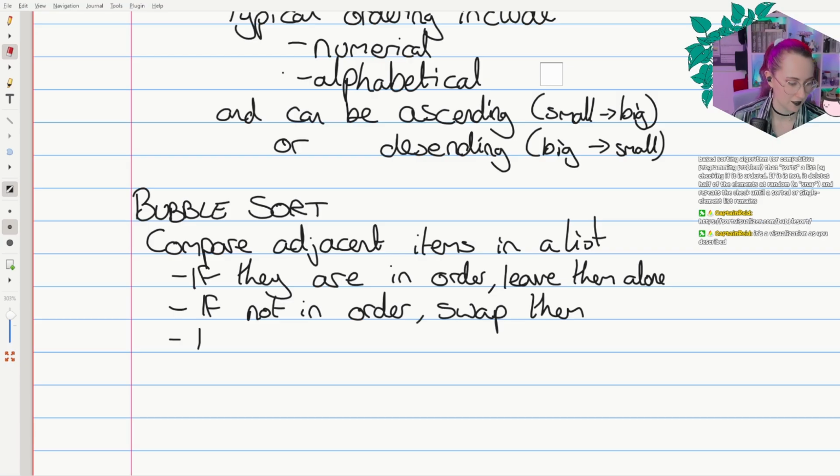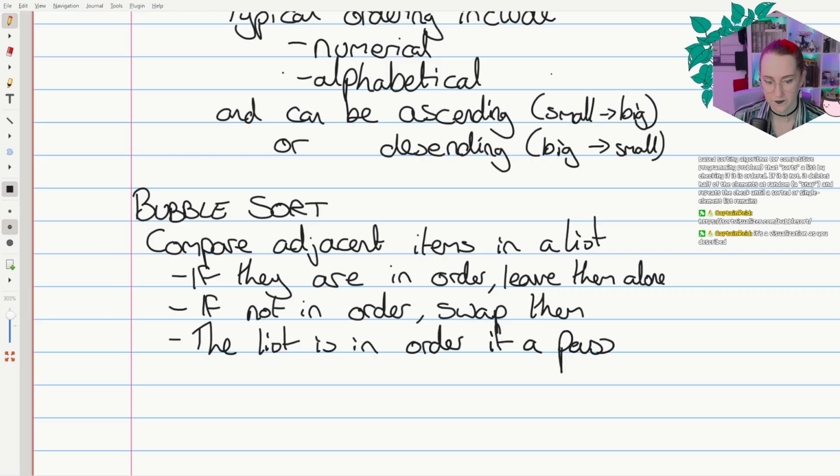This was my sort of notes. And then the list is in order if a pass has no swaps. So that's sort of like the shorthand version.